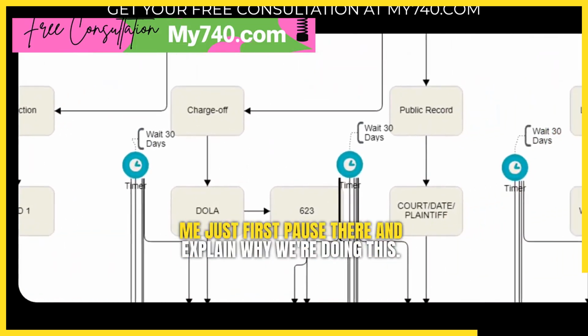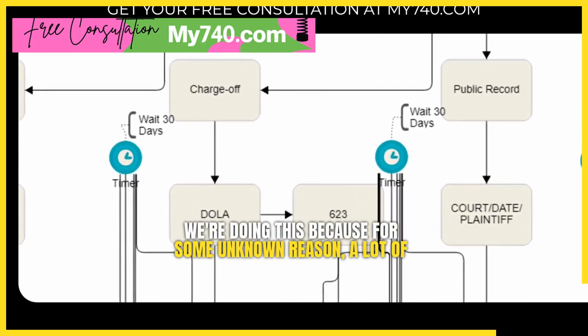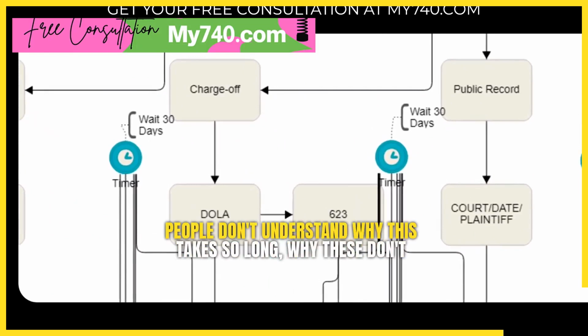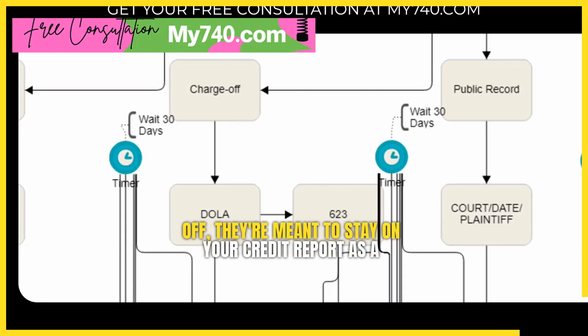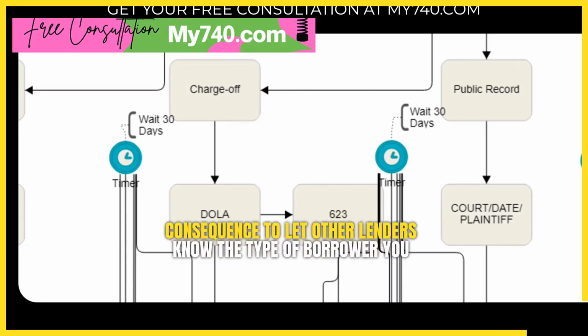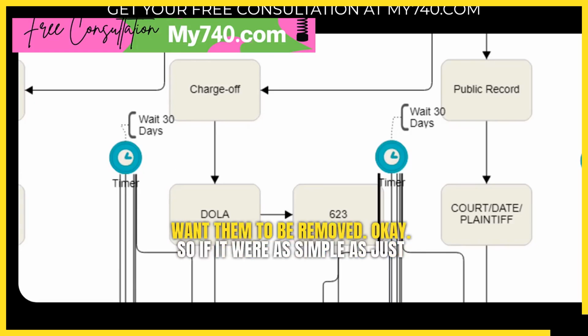Now, let me just first pause there and explain why we're doing this. We're doing this because for some unknown reason, a lot of people don't understand why this takes so long, why these don't just come off on the first round. And they're not meant to come off. They're meant to stay on your credit report as a consequence to let other lenders know the type of borrower you are, right? They don't just remove them just because you want them to be removed, okay?